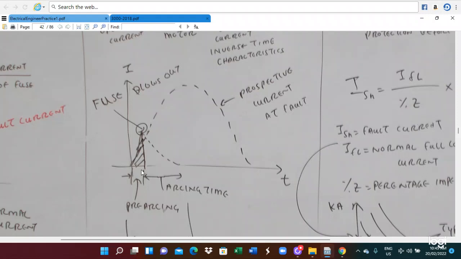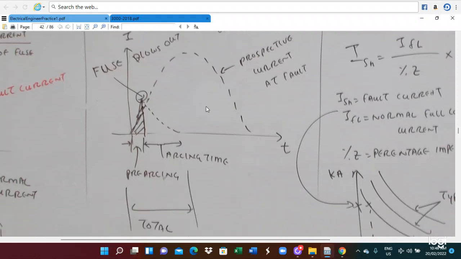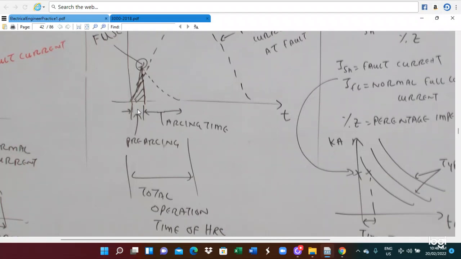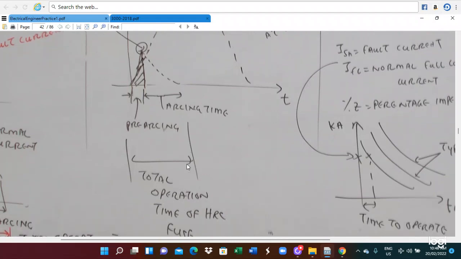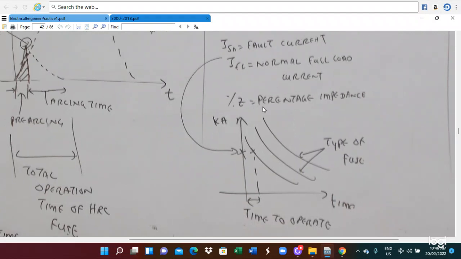So this is the pre-arcing time. After the blowout, the current will be cooling down. So this is the arcing time. So this is the fuse blowout, arcing time, and pre-arcing time, and the prospective current diagram. This combination of the pre-arcing and arcing time is the operating time for the fuse.